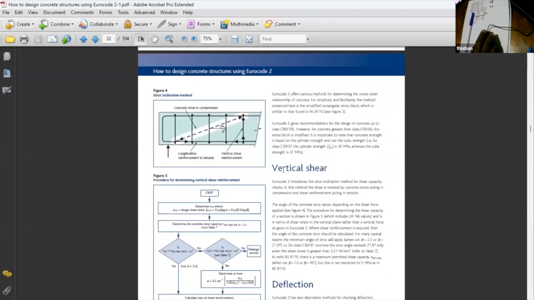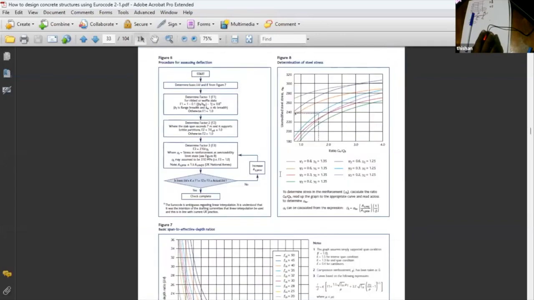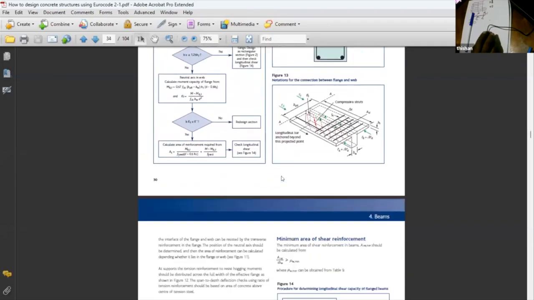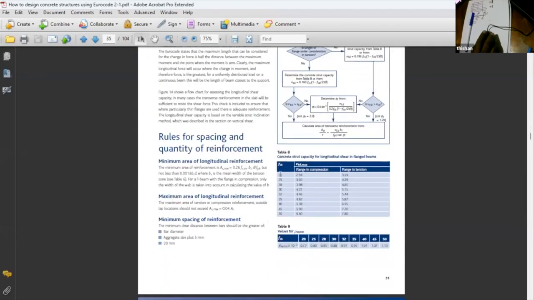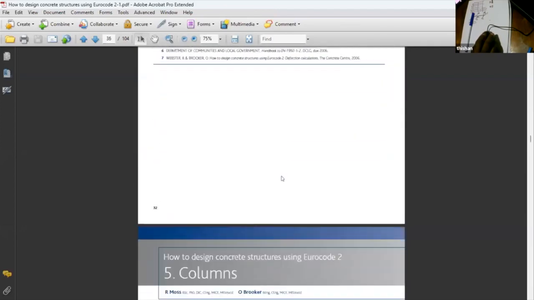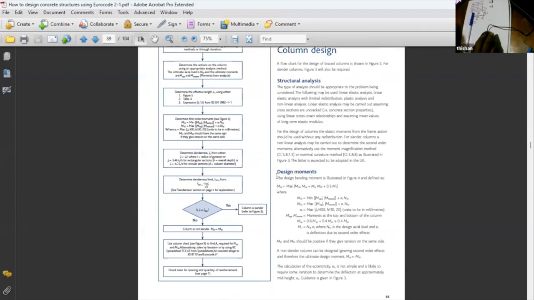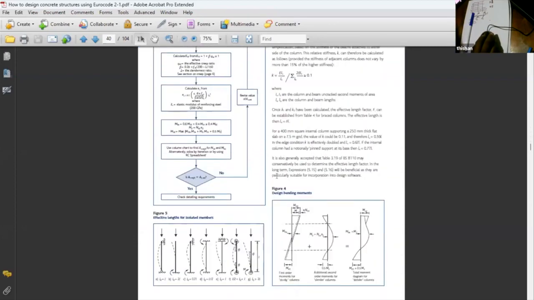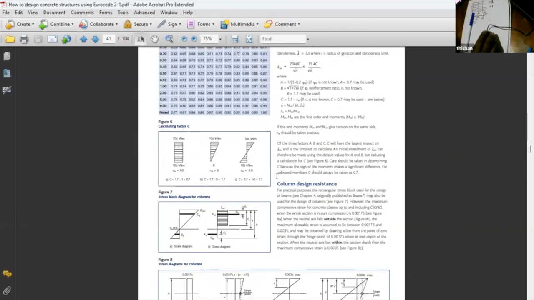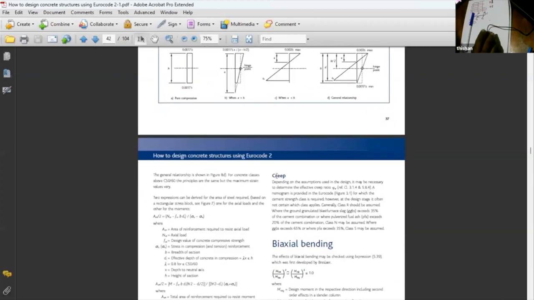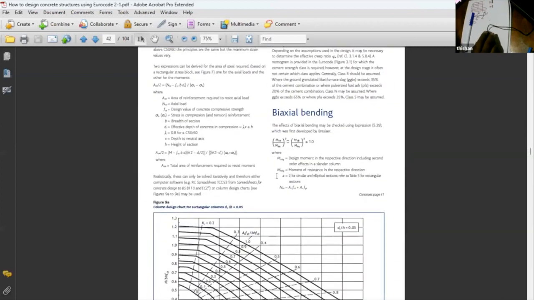also learn a lot about shear, fire, and the flange beams. A lot of things to learn. Then about columns, and it tells you how to find the slenderness ratio in a column to see whether it's a short column or a slender column, and then if it is a slender column, how to get the additional moments and how to deal with biaxial bending.